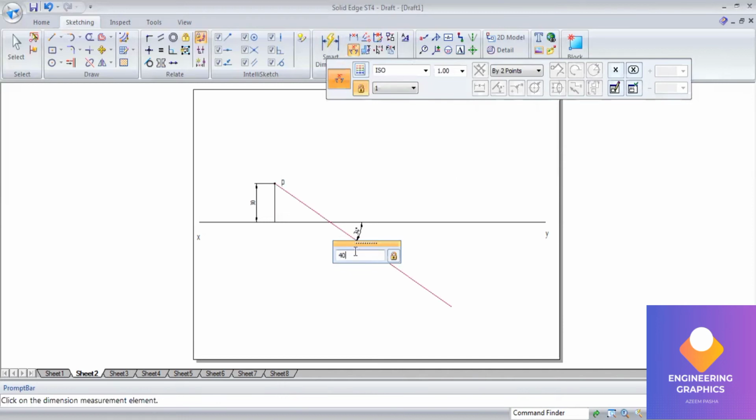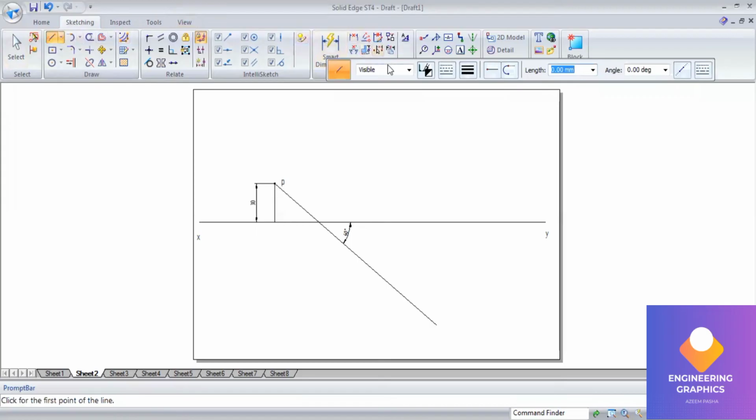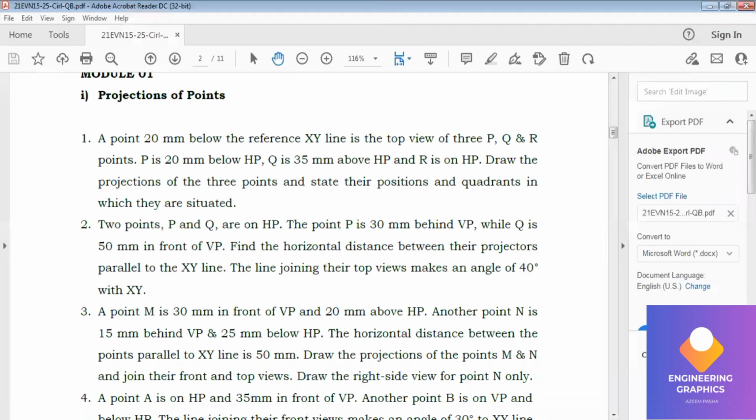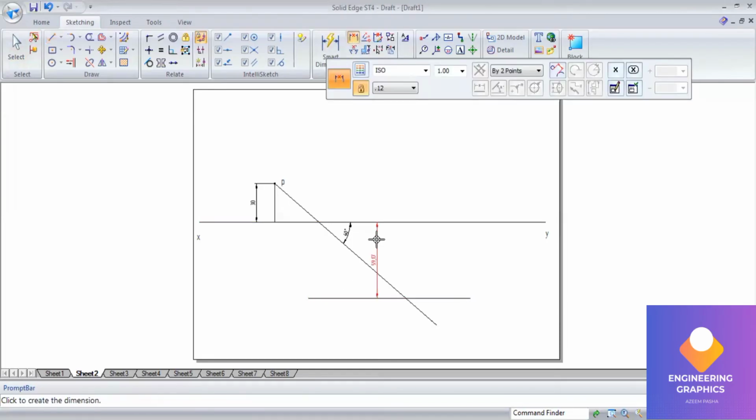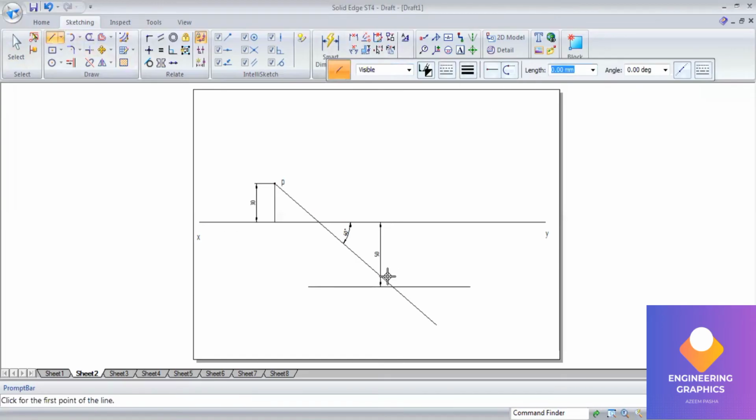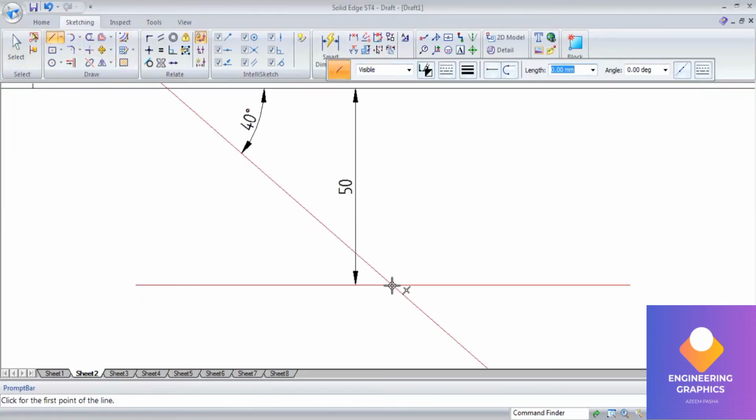So type 40, enter. Now the other top view, of Q, is lying at a distance of 50 mm. So what I will do, I will draw one parallel line here, parallel to the XY, at a distance of 50. Just draw a line and then using the distance between command I will change it to 50. At the intersection of this angle line and the parallel line, this is where we get exactly the other end point.